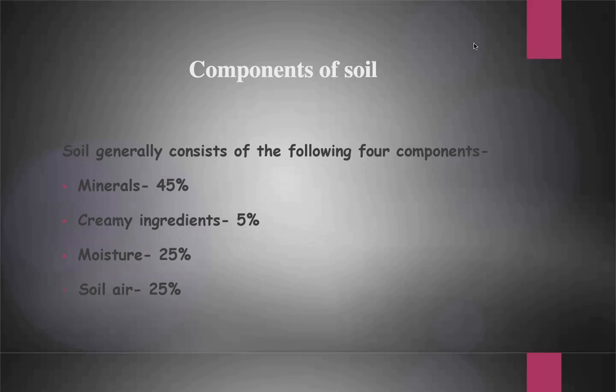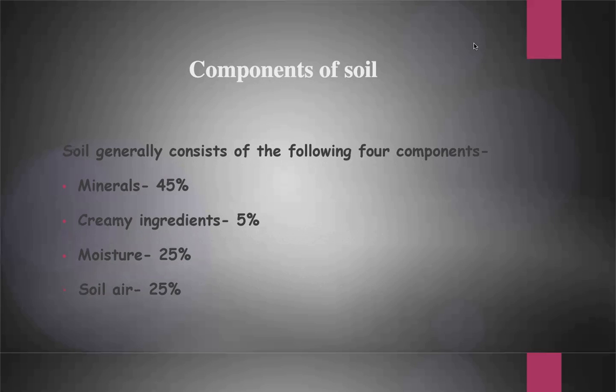Now, as we know, we extract a lot of minerals from the soil. These minerals contribute to 45% of the soil component. India being a very fast-growing economy, we have a major source of income coming from these minerals. Next comes the creamy ingredients, which consist of the organic matter, which is very important for the plants to grow.